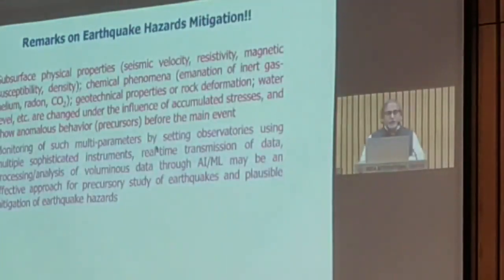But if we look at the scenario of the Himalayan origin, where the subduction of the Indian plate beneath the Eurasian plate has taken place, the convergence has been responsible for changes in the physical properties of the subsurface, such as seismic velocity, resistivity, magnetic susceptibility, density, as well as chemical phenomena, like emanation of inert gases such as helium, radon, carbon dioxide, geotechnical properties of rock deformations, and water level fluctuations. These take place under the influence of accumulated stresses. And we have observed that before a main event takes place, there has been some sort of anomalous behavior.